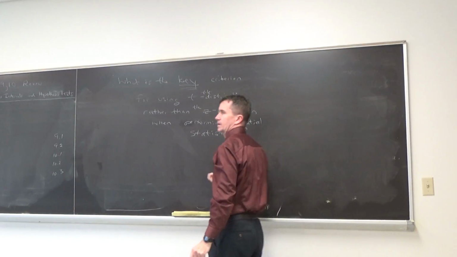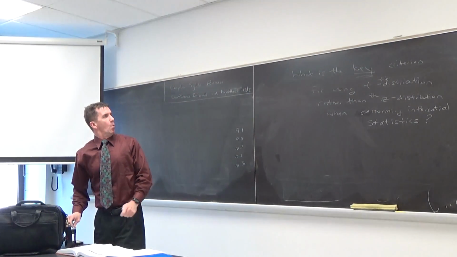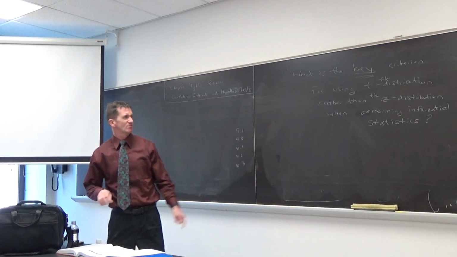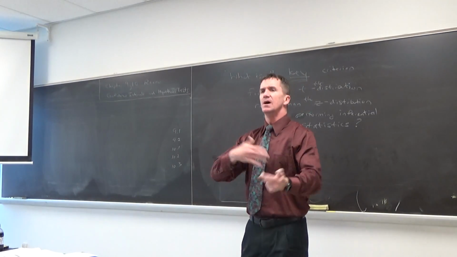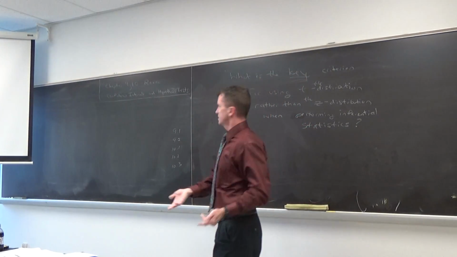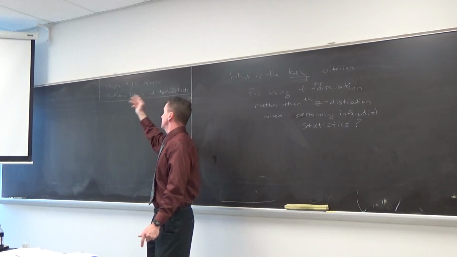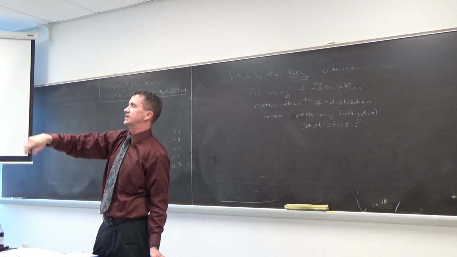Okay, everyone, let me just repeat this so it's clear. What is the key criterion for using the t-distribution rather than the z-distribution when performing inferential statistics? By this phrase, inferential statistics, I'm talking about confidence intervals and population hypothesis tests.